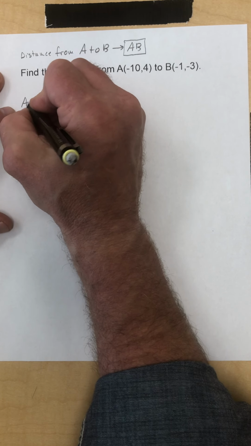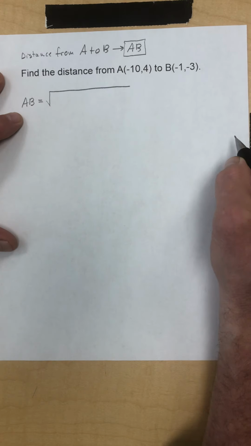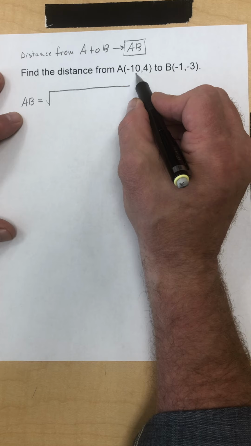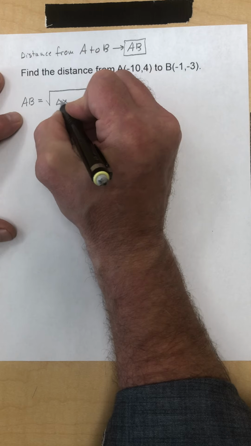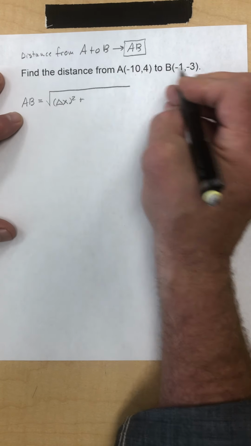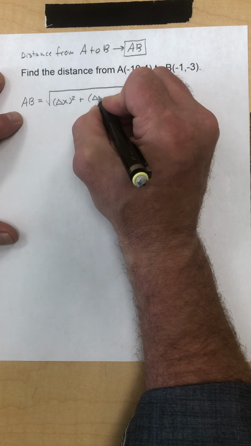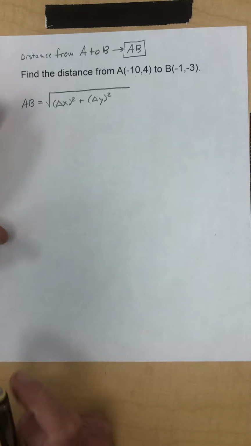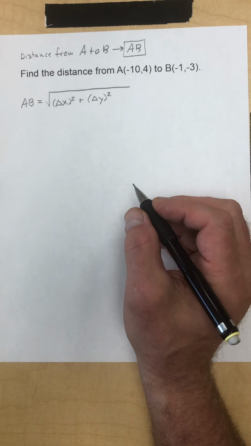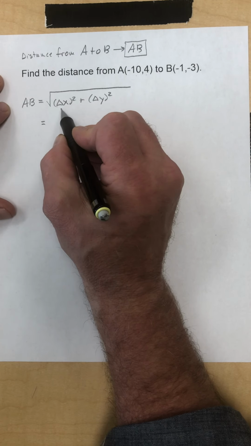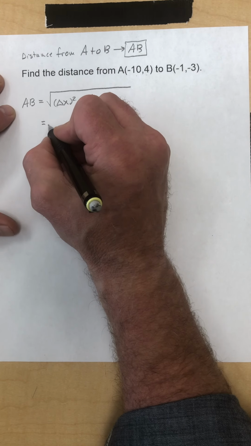All right, so AB would be the square root of delta x, which is the distance from the x-coordinate to the x-coordinate, delta x squared, plus delta y, which would be the distance from the y-coordinate to the y-coordinate, so delta y squared. And remember, delta means change, and change is subtraction. So delta x means the distance from one x-coordinate to the other x-coordinate, so we just subtract them.